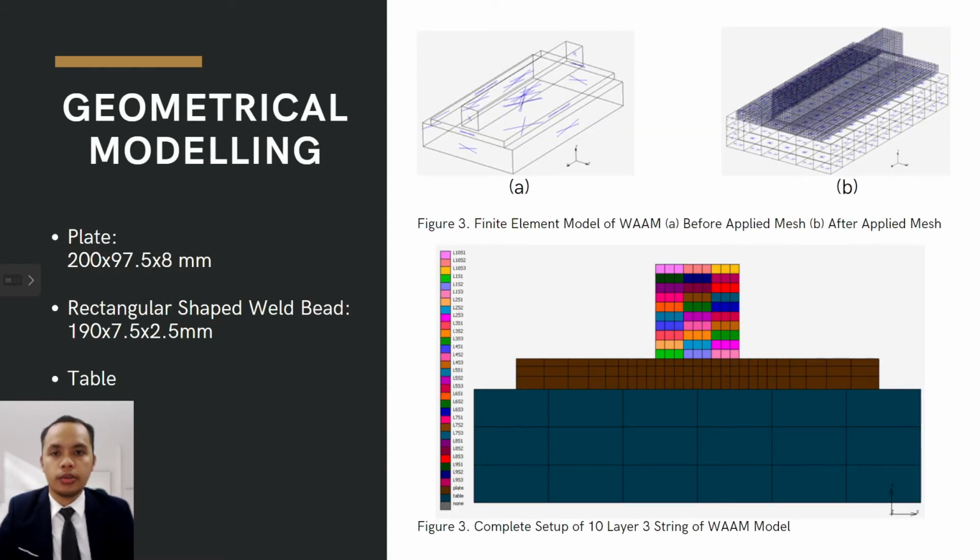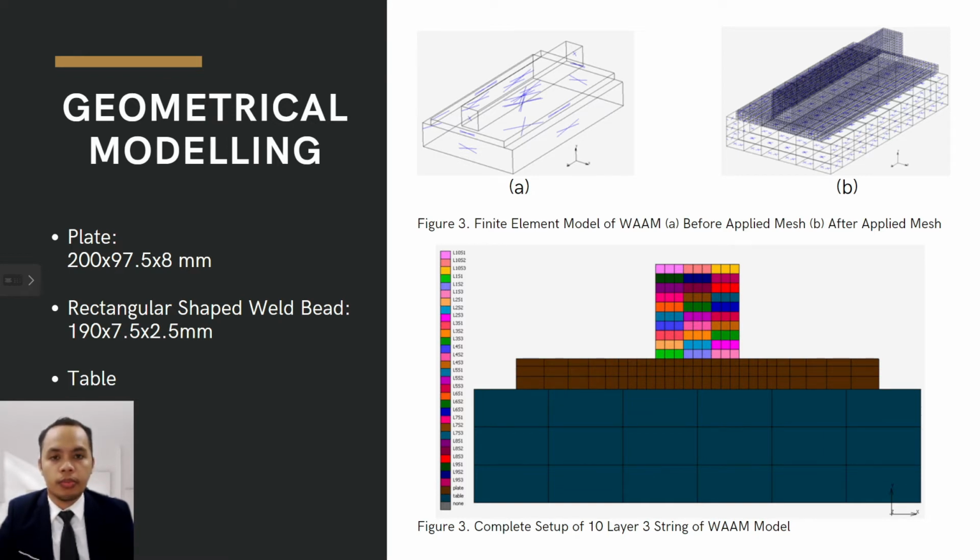On the screen right now, we can see there are three elements of the WAM model that consist of plate, rectangular shape weld bead, and table. Plate with dimensions of 200 mm length, 97.5 mm width, and 8 mm thickness.